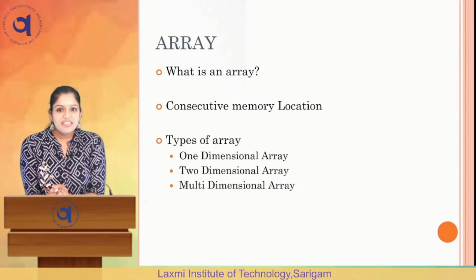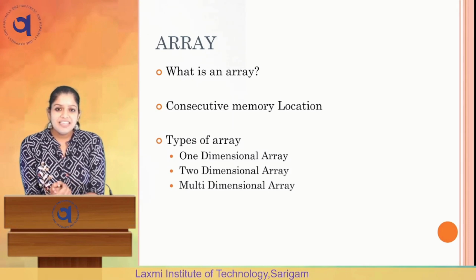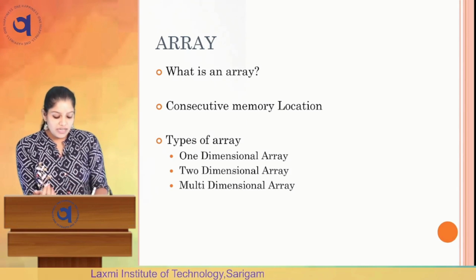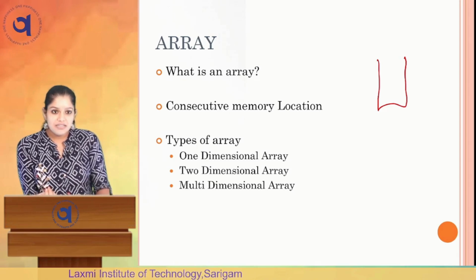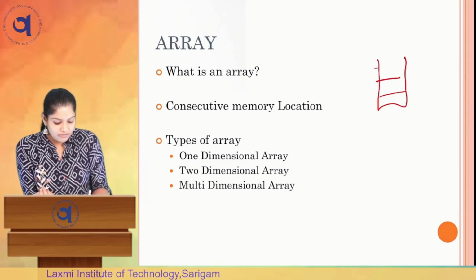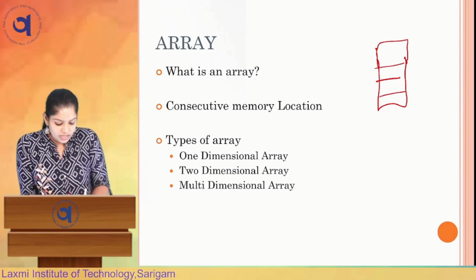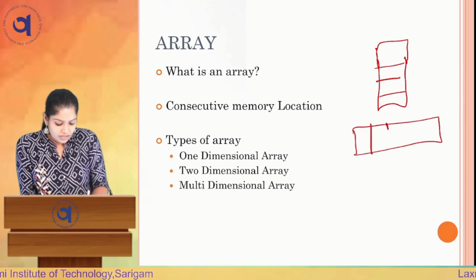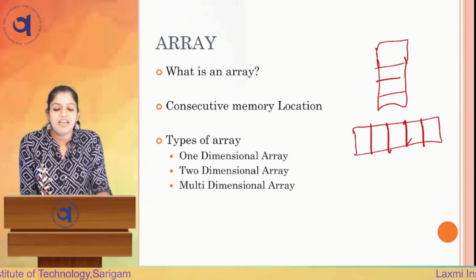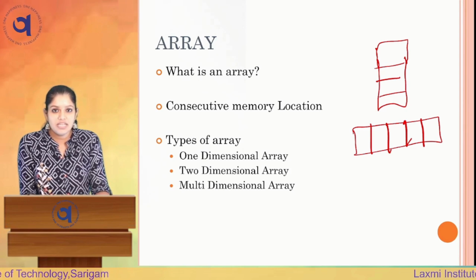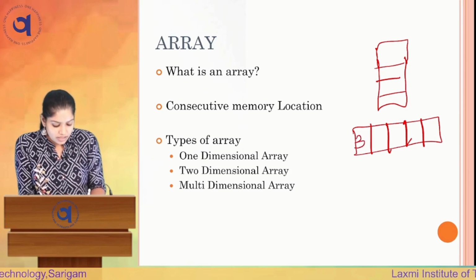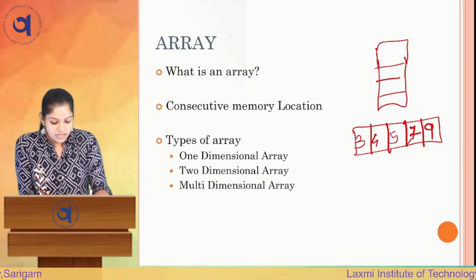So, you might have studied this in the first year. That array is a collection of elements of the same data type, right. So, we can consider it as a container, right. Here we have a container where we can store multiple data, vertically or horizontally. We can store the data like, suppose, 3, 4, 5, 7, 9. Here also I can store data.